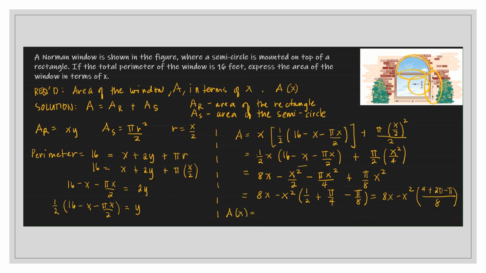So finally, we can write our expression in terms of x. The area of the window, A of x, is equal to 8x minus, so 4 plus 2 pi minus pi is 4 plus pi, all over 8, and then you have x squared. So this is now the area of the window in terms of x.